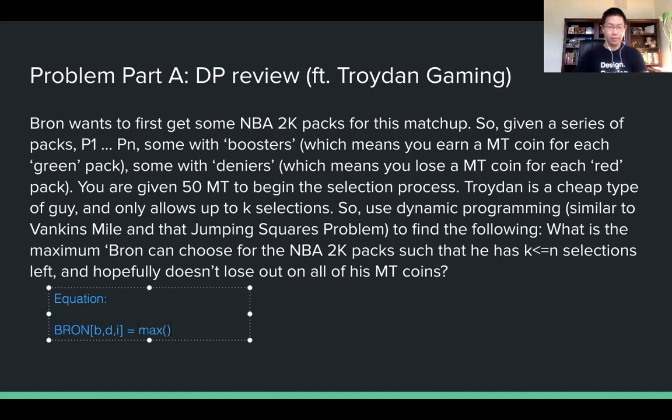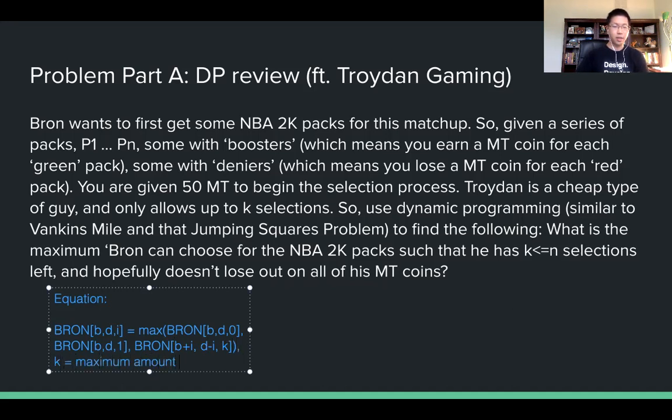So we could choose the maximum of either LeBron choosing the booster, which means BRON of B, D, and 0, which means he doesn't have any more choices, or LeBron not choosing the booster, which only has one choice, B, D, and 1. Or there's another situation, because LeBron can also jump squares, jump some packs. He can also choose BRON of, for example, B plus I, D minus I, up to K. And of course, you have to define what K is, which is the maximum amount of choices allowed for NBA 2K packs. So that is your Bellman equation.